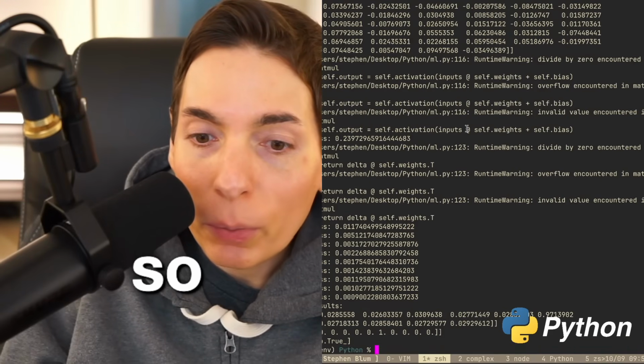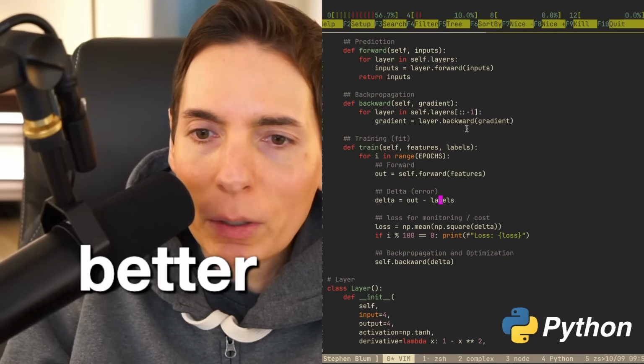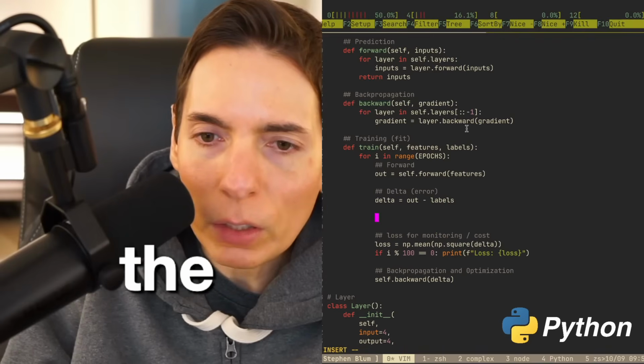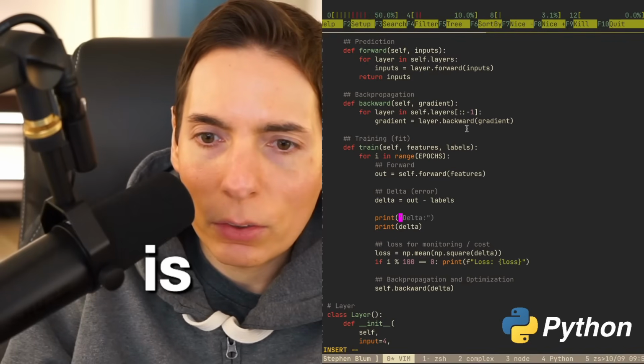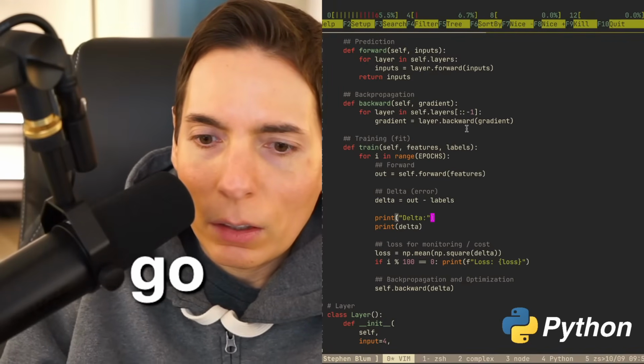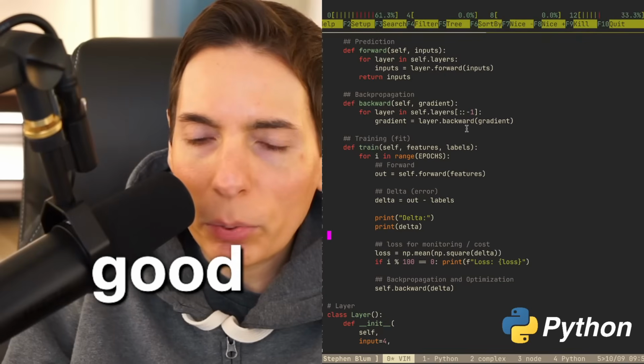Okay, so initial weights look good. What else can we print out? Maybe we can print out the delta. So print delta. Let's see what this is. There we go. Let's see if that looks good. What else can we print out?